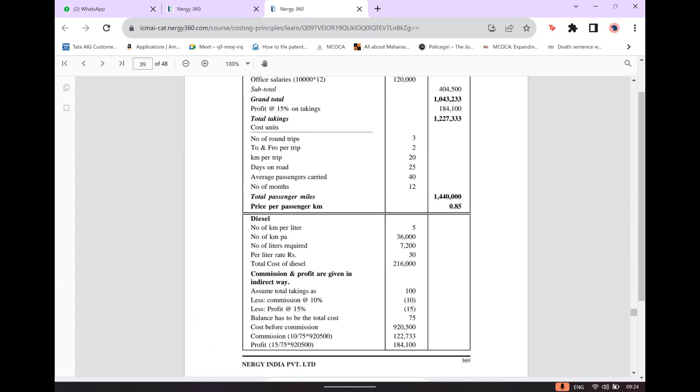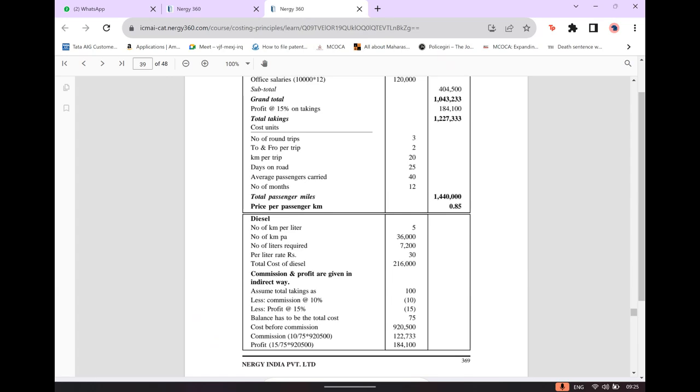So number of round trips is 3. So to and fro will be 2. So 3 into 2. Kilometers on road will be 20. Days on road will be 25 days. Average passengers carried will be 40 and number of months is 12 months. So the total passenger kilometer will be 14 lakh 40,000. So remember this as of now.